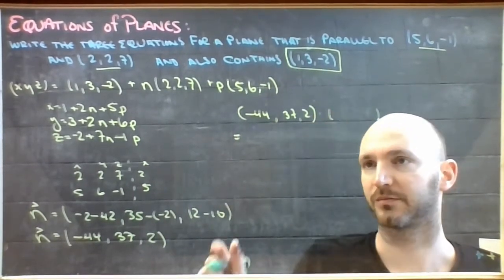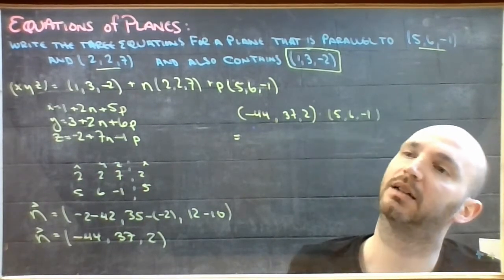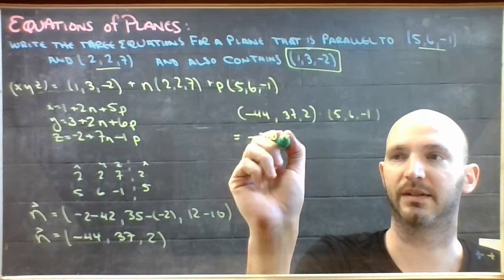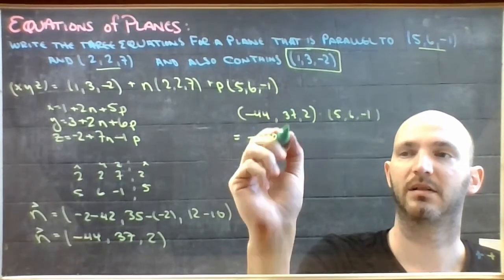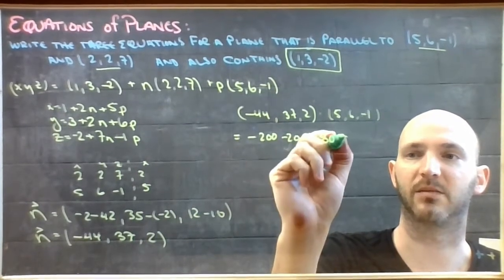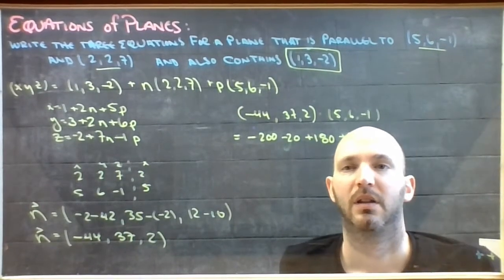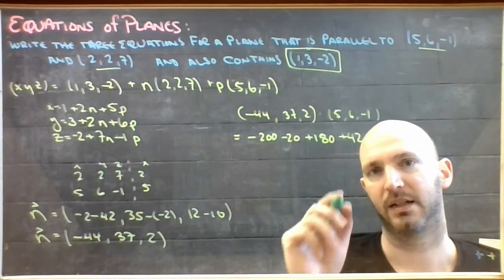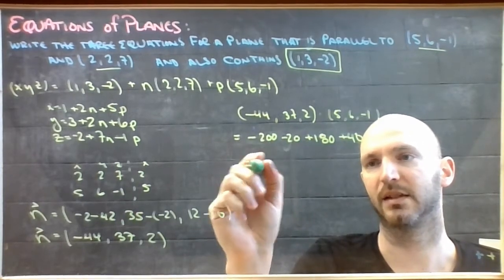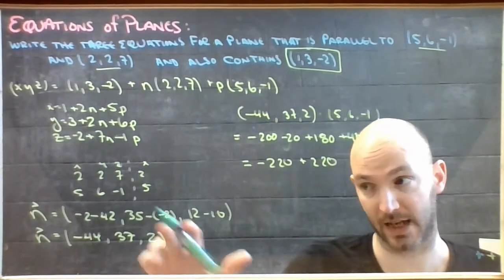Check the next one. 5, 6, -1. Oh dear. 5 times -40 is -200. 5 times 4 is -20. 6 times 30 would be plus 180. 6 times 7 would be plus 42. And 2 times -1 would be -2. So if I look at my negatives, -2, and this would be 40. That's -220. And 180 plus 40 is 220, and that equals 0. So I did it. That's my normal vector.